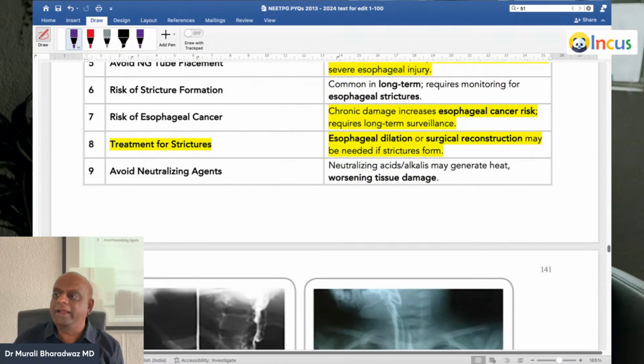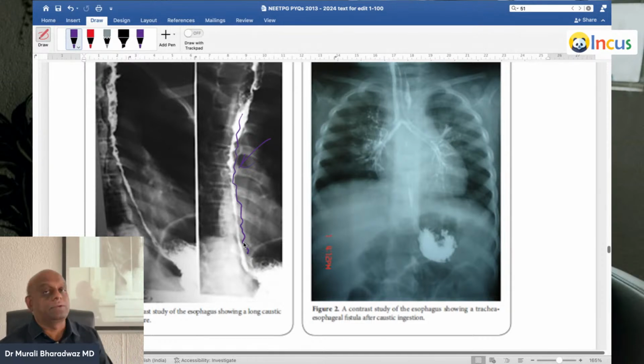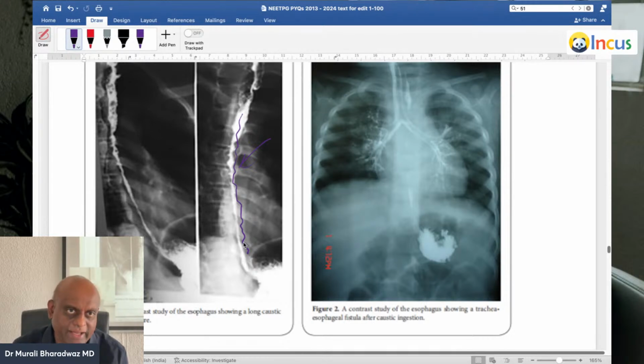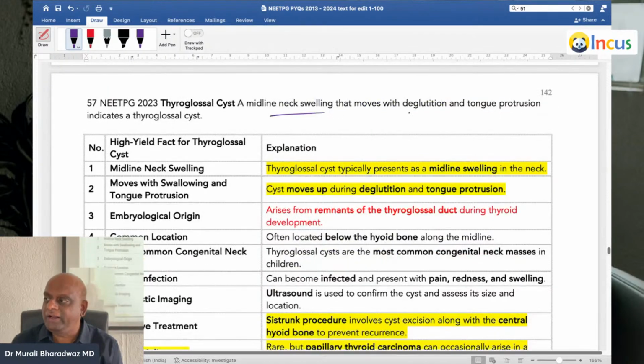And any chronic alkali-associated injury to the esophagus increases the risk of esophageal cancer. And all that stricture needs to be dilated down the line. So what you are seeing here is an esophageal stricture which is caused by alkali ingestion.